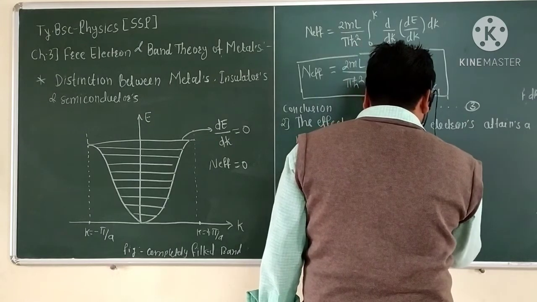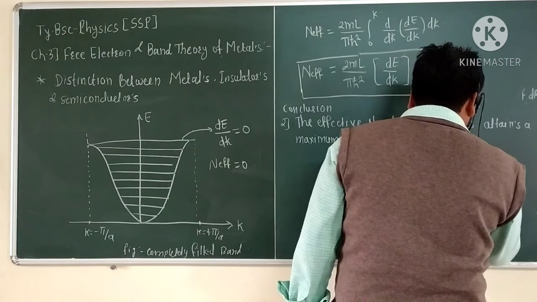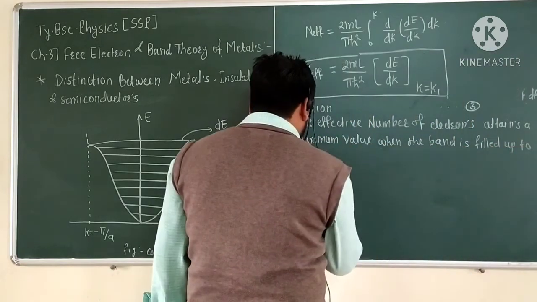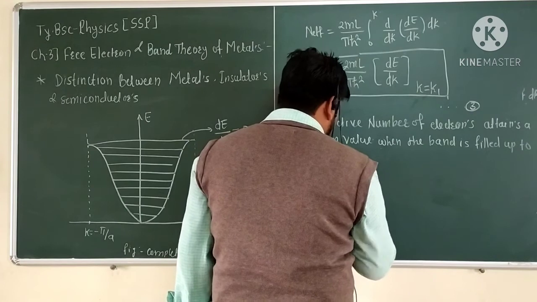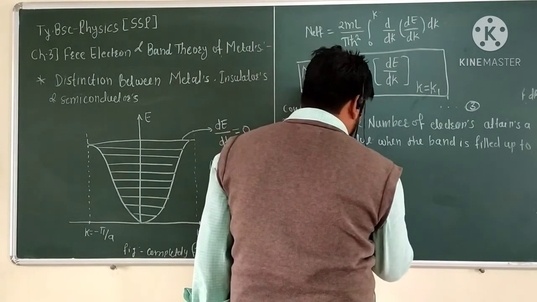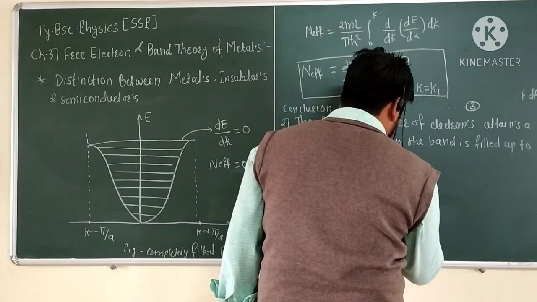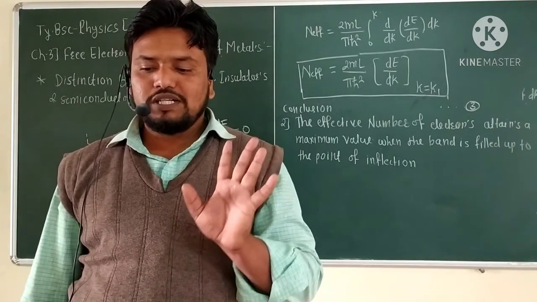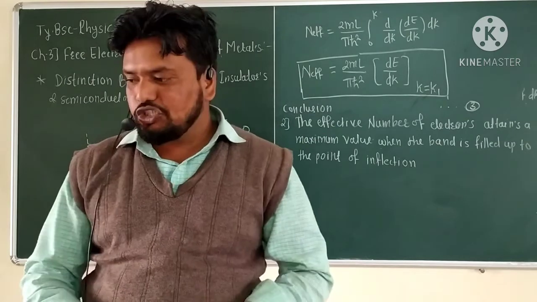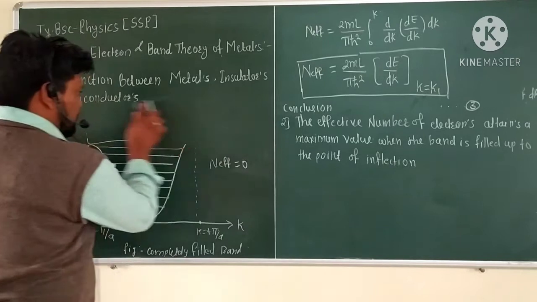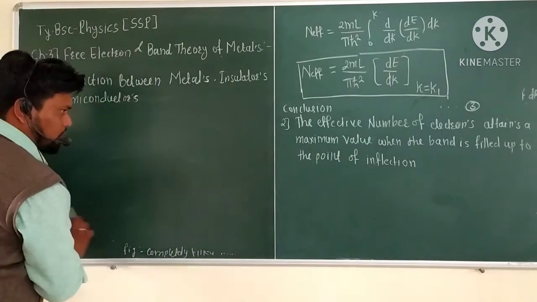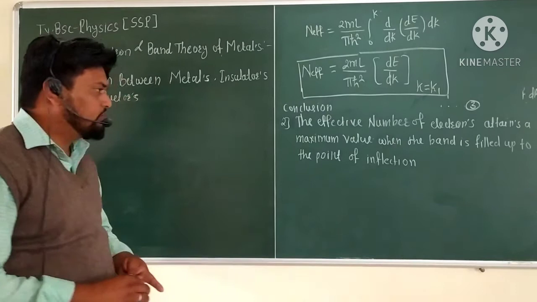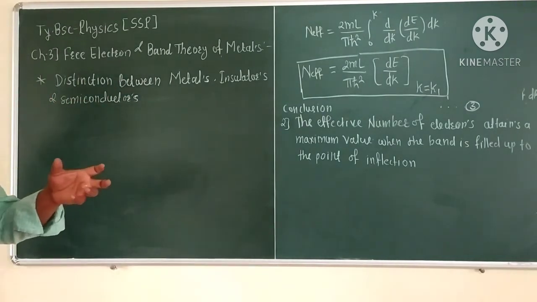up to the point of inflection, the point of inflection. So the first point is that the effective number of free electrons in a completely filled band is 0 when dE by dk is 0. And the next conclusion is that the effective number of electrons is maximum when the band is filled up to the point of inflection, and we have to understand that idea.